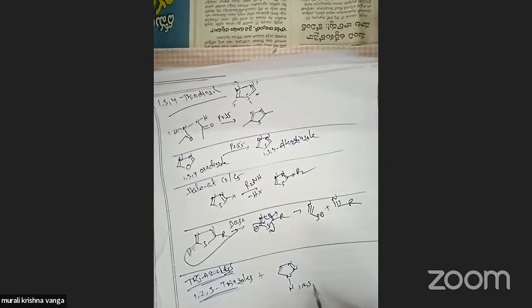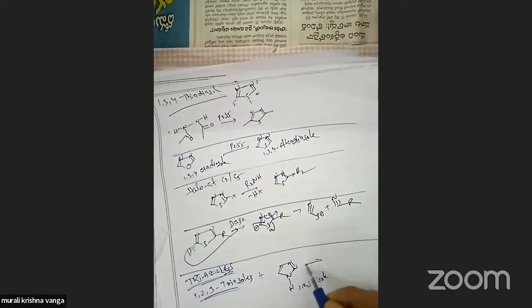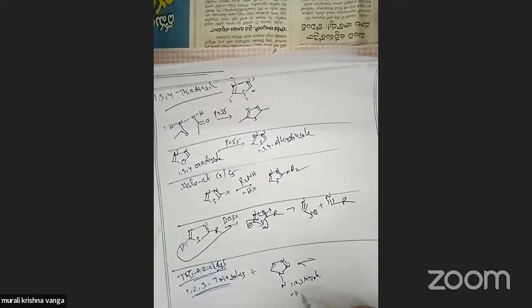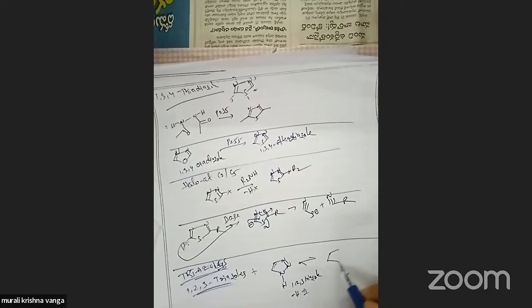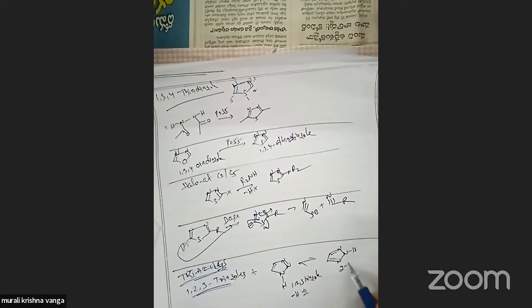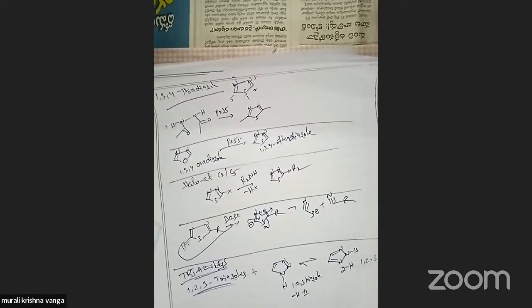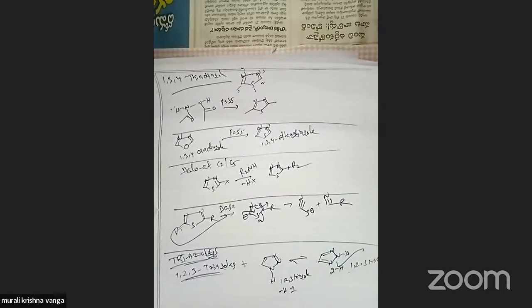1,2,3-Triazole exists in two tautomeric forms, depending on whether the hydrogen is on the first nitrogen or the second. This is 2H-1,2,3-triazole, and the other is 1H-1,2,3-triazole. The 2H form is more stable than the 1H form.